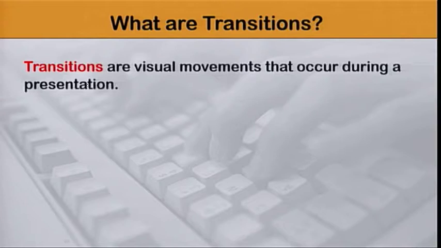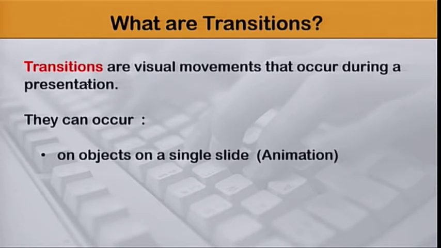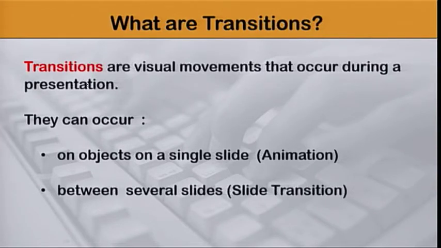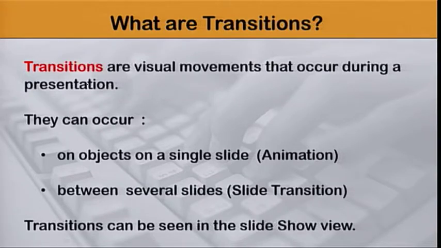You have learned what a theme is and how it is applied in a presentation. Now, let us learn what transitions are and how a slide transition is applied in a presentation. Transitions are visual movements that occur during a presentation. They can occur on objects on a single slide, called animation, or between several slides, called slide transition. Transitions can be seen in the slideshow view.